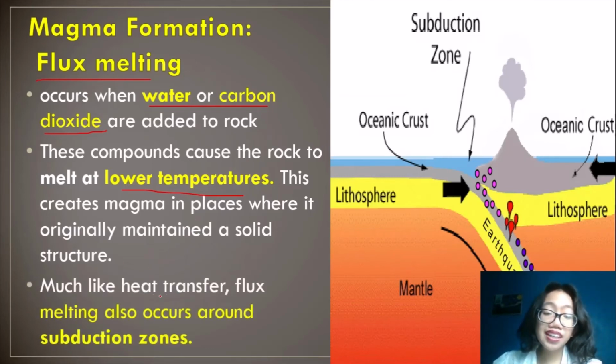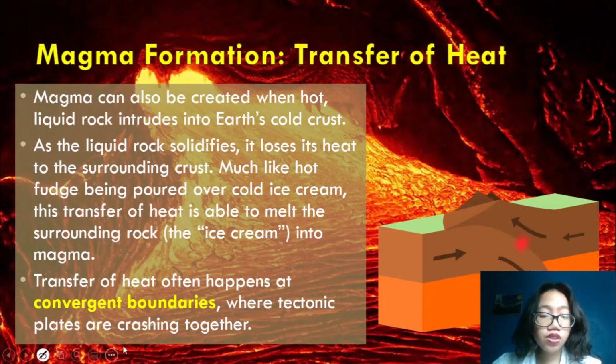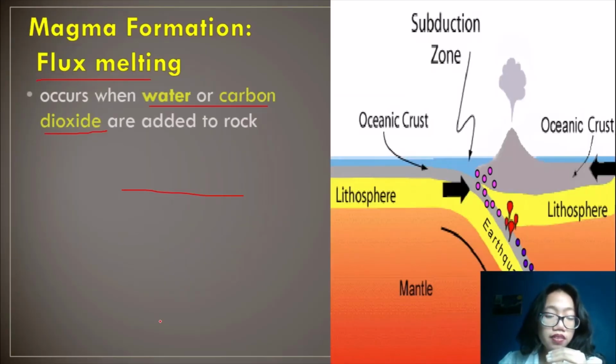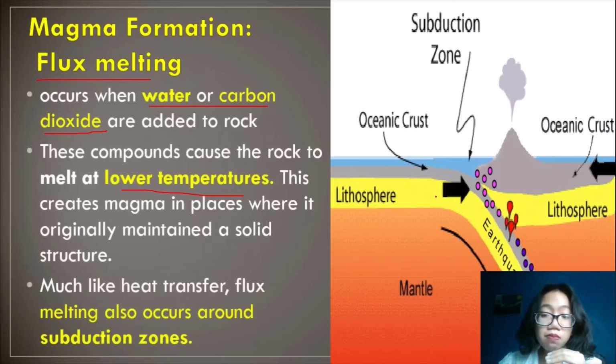So much like heat transfer, flux melting also occurs in subduction zones. So don't be confused when we say convergent boundaries. These are plates that are pushing against one another. But one of the plates may go downwards as a result, and that's called subduction. So subduction is moving downwards.